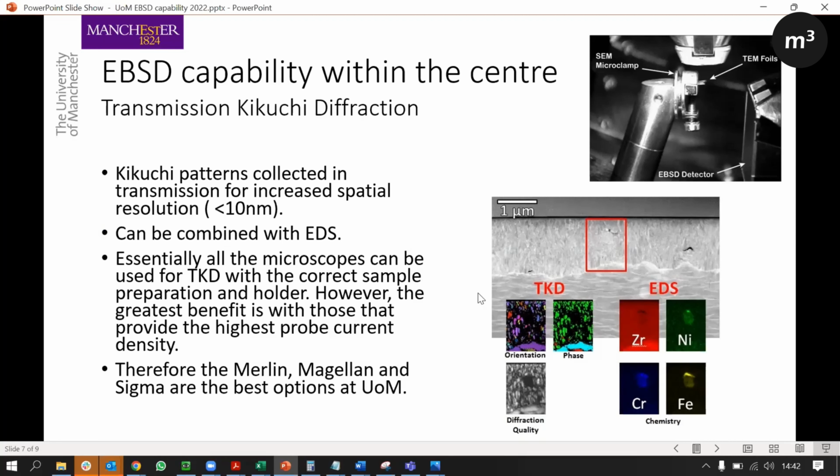Of the systems we have, the Merlin and the Magellan probably top the list, quickly followed by the Sigma. But any microscope with an EBSD detector can do TKD, but I would definitely push towards those three as the better systems we have.